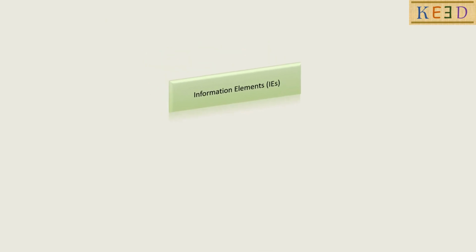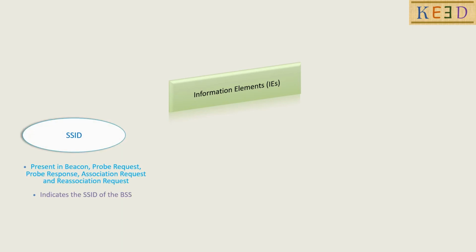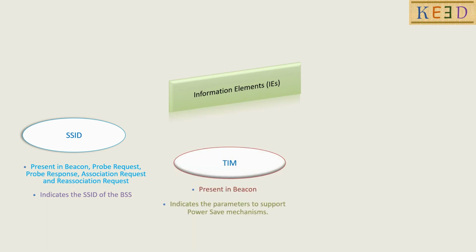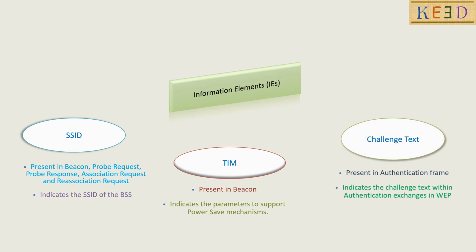Now, we will discuss the information elements. We have SSID as the IE that indicates the SSID of the BSS. We have TIM that indicates the parameters to support power save mechanisms. We have challenge text that indicates the challenge text within the authentication exchanges in the case of WEP.